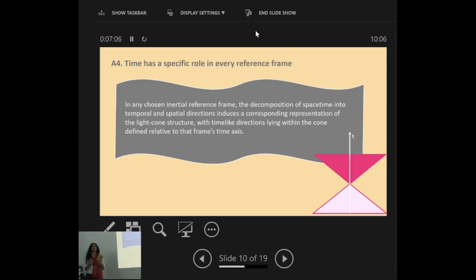And then time has a special role in every reference frame. Every reference frame might not agree about the decomposition of space and time, especially in the presence of superluminal transformations. But once I'm in a natural reference frame, I will have a specific decomposition of my space and time. Whatever I call the time coordinate, I should define my light cone in such a way that all time-like points are within that light cone.